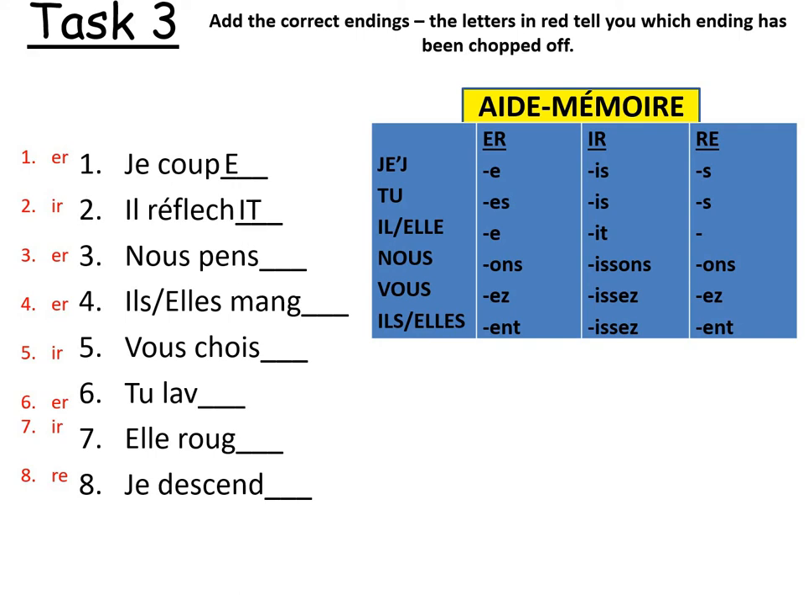So, number 2 then is IT, réfléchit, nous pensons, il ou elle mange, vous choisissez, tu laves, elle rougit, and je descends. So mark yours in a different colour, or fill in ones you've missed in a different colour, and then move on to the next one.